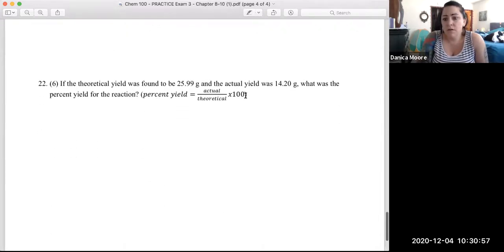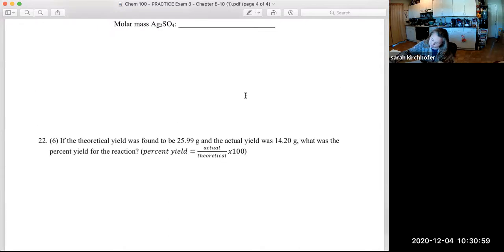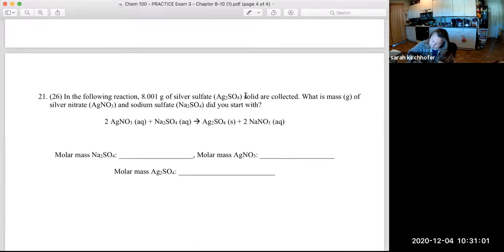Is this 21 asking multiple questions, or are you just putting these in here to give us an idea, the molar mass spots?